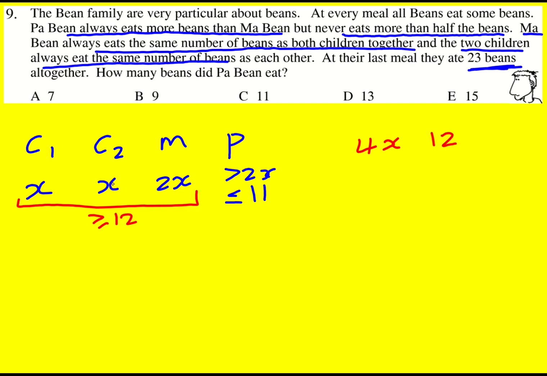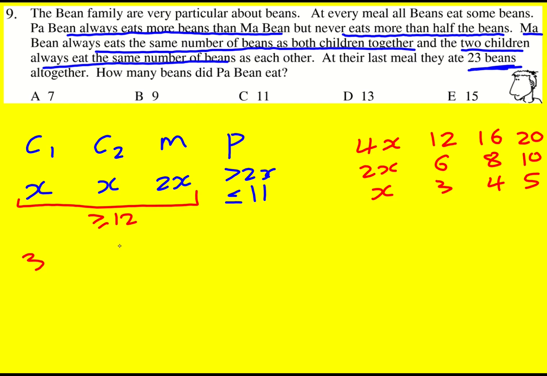So adding them up, we've got 4x. 4x is when I add the two children's beans and Ma Bean's together. So that's going to be a multiple of 4, so it could be 12, 16, or 20, which means 2x, the amount that Ma Bean ate, would be 6, 8, and 10, and the children would be 3, 4, and 5. So let's take a look at these in turn.